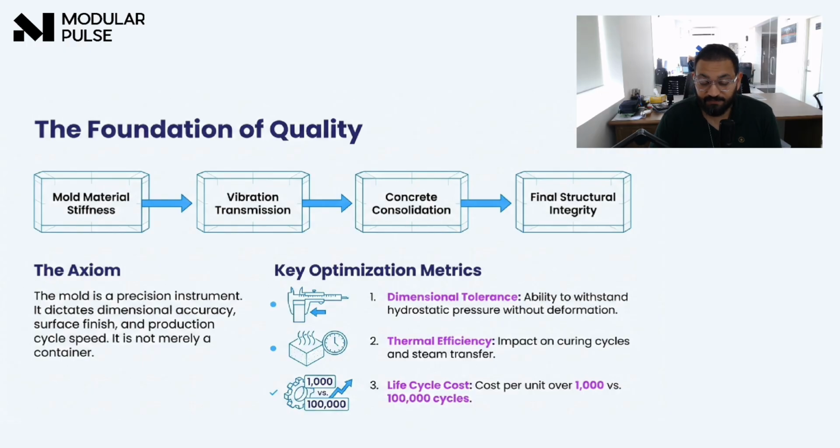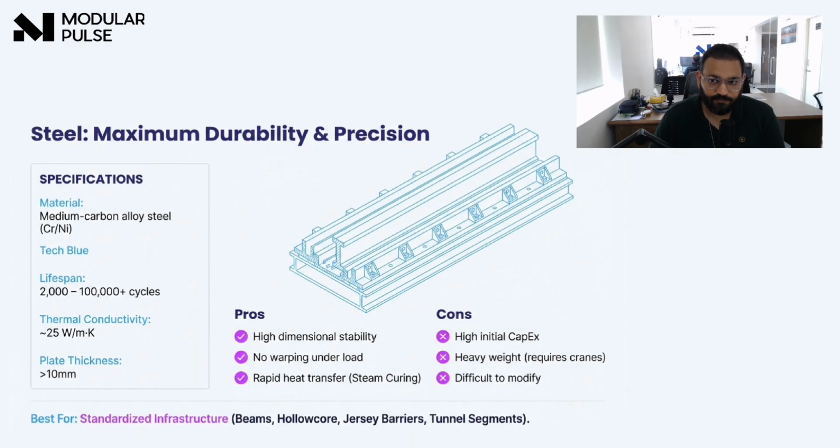On the flip side, if the mold is too rigid but lacks mass, it can resonate at a frequency that separates your aggregate. So, before we talk about materials, remember, stiffness and mass are not just about durability, they are about consolidation. So when do we use steel?